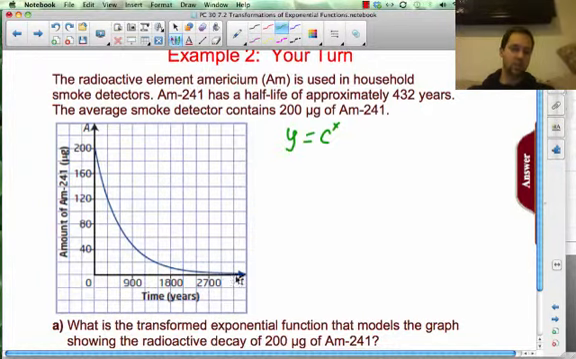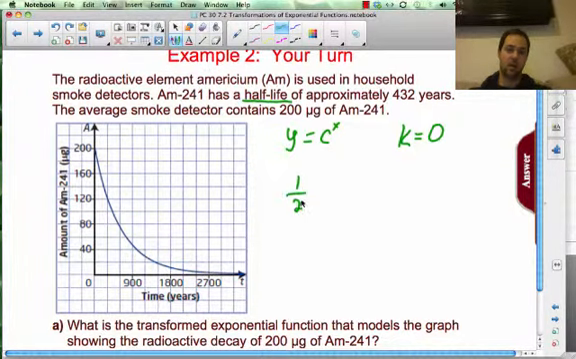We also notice that we have a horizontal asymptote of 0. So there is not going to be a vertical shift factor applied to this graph. So there will be no k. I'm going to note right away that k equals 0. So what is our base, c? Now the fact that this is called a half-life means we will be reducing the population of the americium atoms to 1/2 of its original mass. So it will be 1/2 as our base.